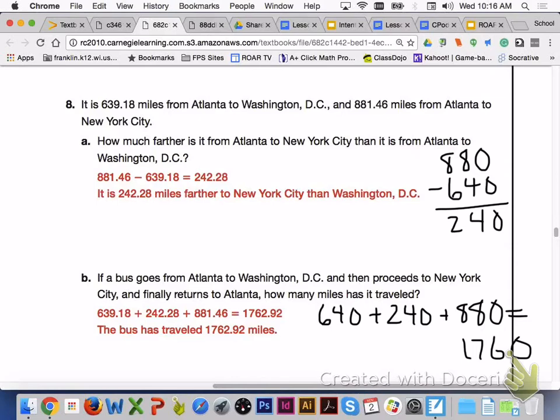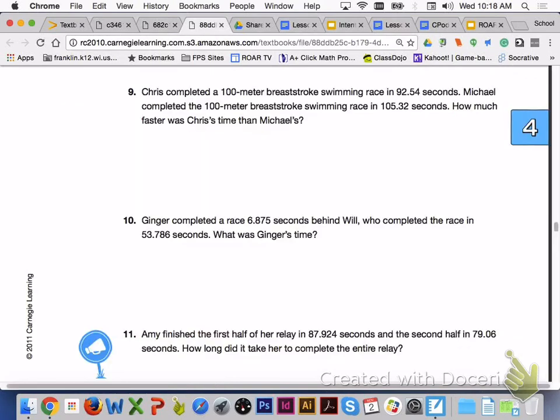For letter B, my estimated sum is 1,760. My actual sum is 1,762 and 92 hundredths. So the bus has traveled 1,762 and 92 hundredths miles. Answer number 9, 10, and 11 with your group members.